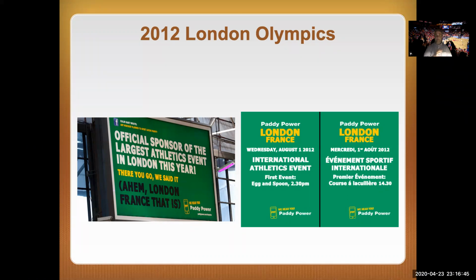The London Olympic Organizing Committee for the Olympic Games ordered this removed as a violation of special legislation passed by the British Parliament, but later backtracked when Paddy Power pushed back in the lead up to the games. Legal? Not legal. What do you think? You know, obviously trying to connect itself with the Olympics. You know, first event, Egg and Spoon at 2:30. But obviously no Olympic logos on it, no Olympic colors, no British colors. Is it legal? Is it not? Well, technically, yes, it's legal.